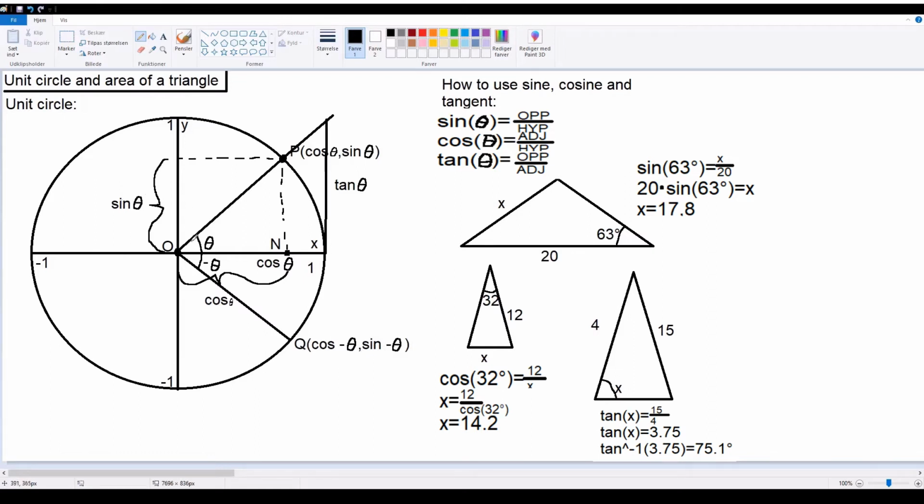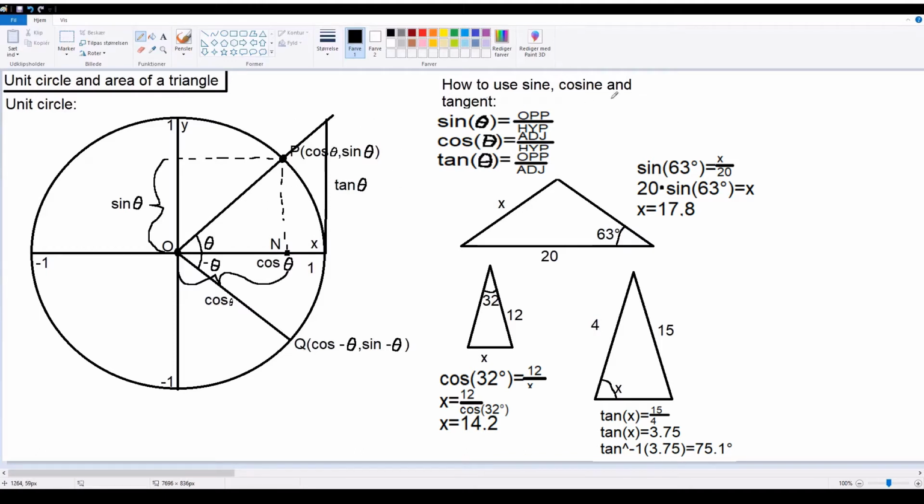As you can see, the distance here from the origin to over here is sine, which is why this coordinate is sine of theta. And this distance from the origin to the point N over here is cosine of theta, which is why the x is cosine of theta. And lastly, out here we have the tangent of theta, which is a line which goes from 1 on the x-axis all the way up until it intersects the line mentioned before.